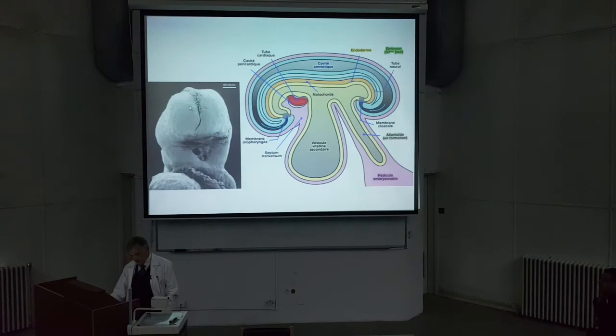This is a scanning electron microscope of the head part of the embryo, where you can see the opening of the mouth. It is here, just above the heart.